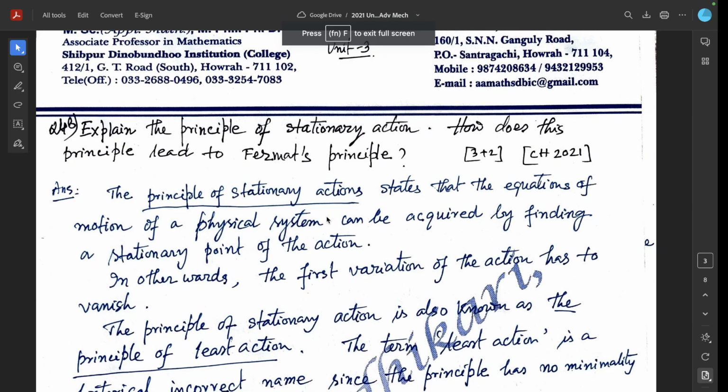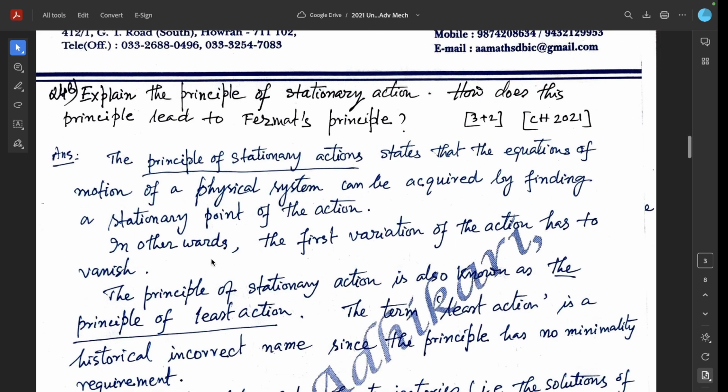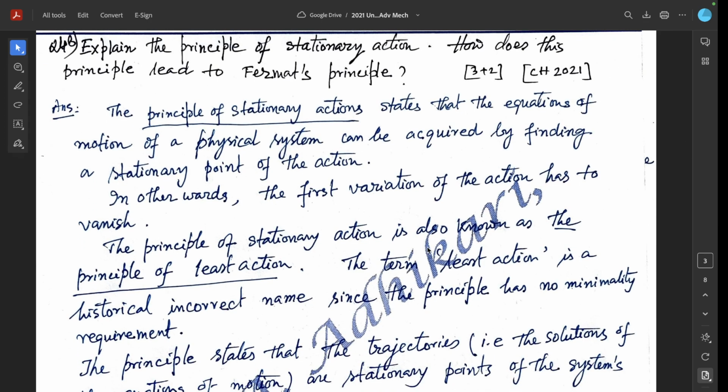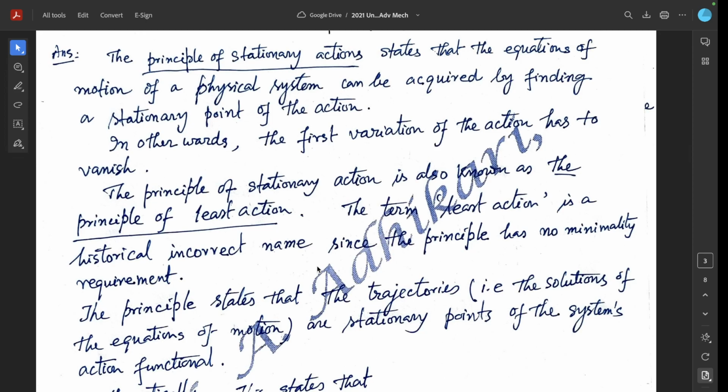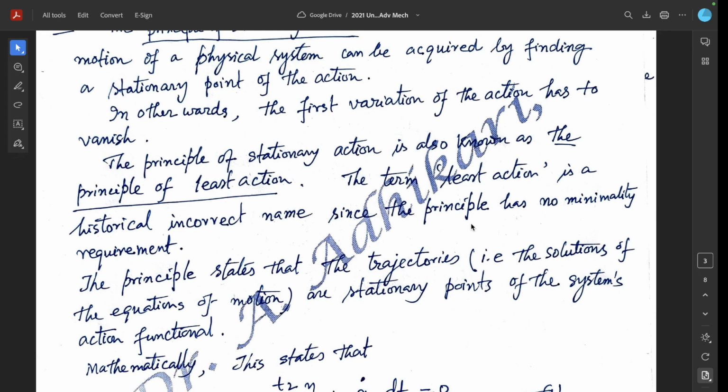The principle of stationary action states that the equations of motion of a physical system can be acquired by finding a stationary point of the action. In other words, the first variation of the action has to vanish. The principle of stationary action is also known as the principle of least action. The term least action is a historically incorrect name since the principle has no minimality requirement.